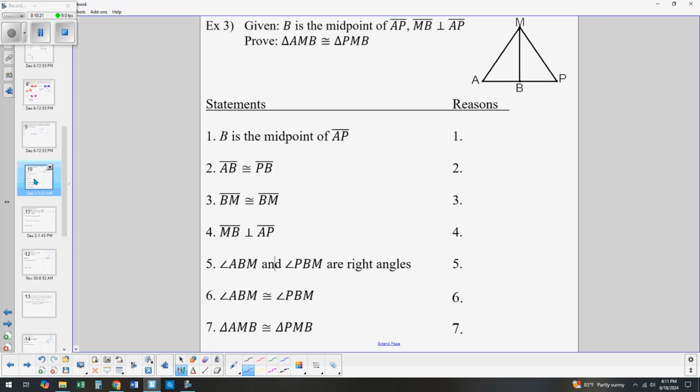And now what you've all been waiting for, proofs. All right, chapter 5 is a very, very proof-heavy chapter because everything is about proving triangles congruent. And that's what we're going to do in this problem. We're given some information, and our ultimate goal is to prove that these two triangles are congruent to each other. So the first step is a given, and let's fill in all of our givens right now. We have B as the midpoint of AP, and we also have that MB is perpendicular to AP.